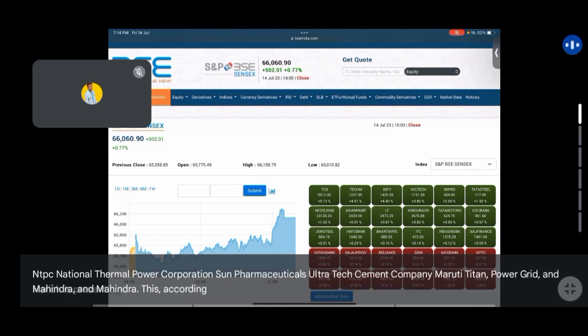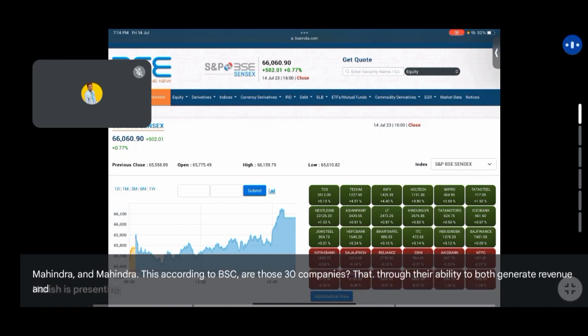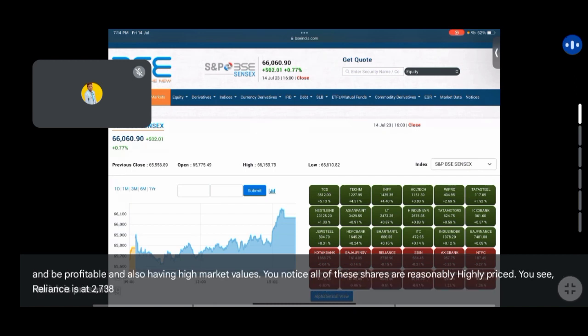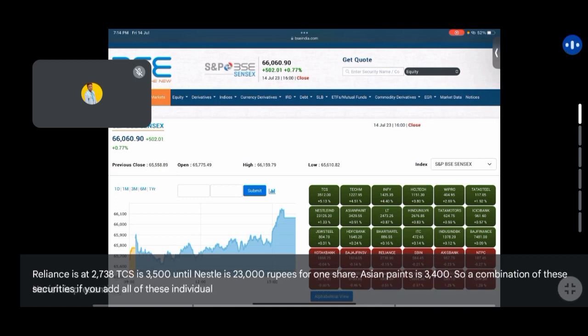This, according to BSE, are those 30 companies that, through their ability to both generate revenue and be profitable and also having high market values. You notice all of these shares are reasonably highly priced. You see Reliance is at 2,738, TCS is 3,510, Nestle is 23,000 rupees for one share. Asian Paints is 3,400.